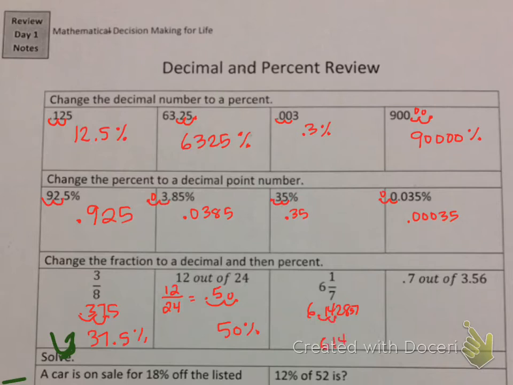So 614.2857. If I were going to just go 4 places on that. Really, we could have rounded that to probably 2 decimal places and been fine.